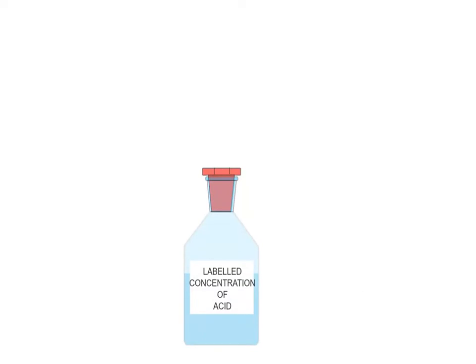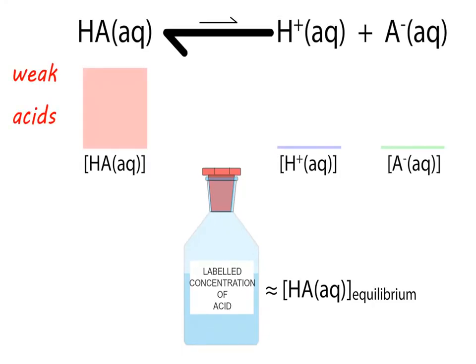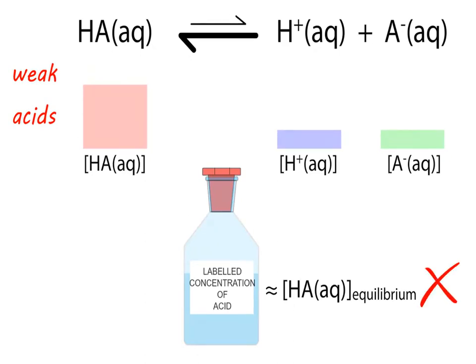It should be noted that we have had to make an approximation or assumption in doing this calculation, by assuming that the labelled acid concentration equals the equilibrium concentration of undissociated acid molecules, which for weak acids, with only a small amount of dissociation, is valid. However, for stronger weak acids, where the extent of dissociation exceeds 4%, it is not valid to make this assumption.